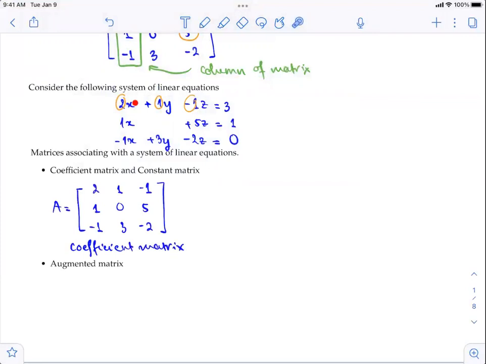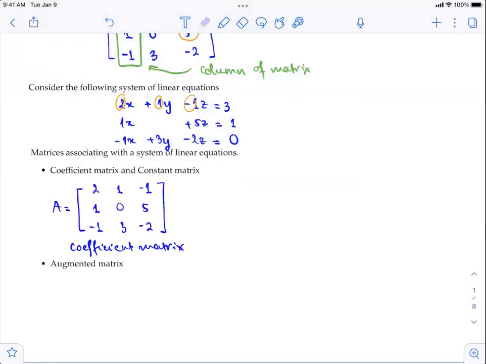I'm not going to care too much about the x, y, z variables at this point, because the method of Gauss-Jordan elimination doesn't require you to explicitly write down x, y, and z in the matrix. So we're good for that.